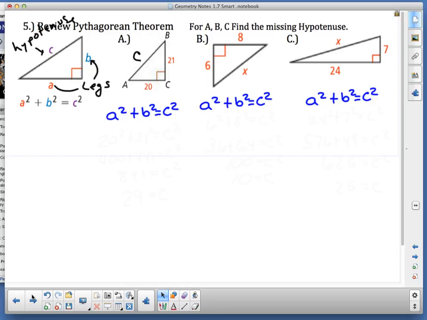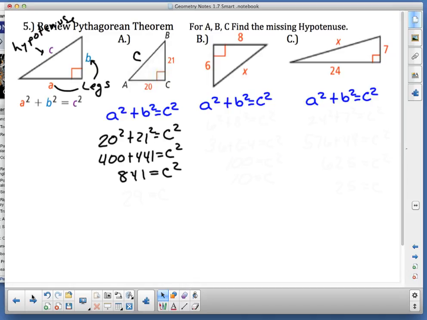So in letter A, we're looking at the fact that we have 20 in for A, 21 in for B. It wouldn't matter if I put 21 in for A and 20 in for B. It's still going to end up being the same answer. Okay, 21 squared is 441, 20 squared is 400. Okay, that's 841 is equal to C squared. Do you remember the square root function on your calculator? Okay, it's a key that looks like this. Okay, and you put 841 inside and hit enter. It should return positive 29. Okay, and that is the length of C, my hypotenuse.